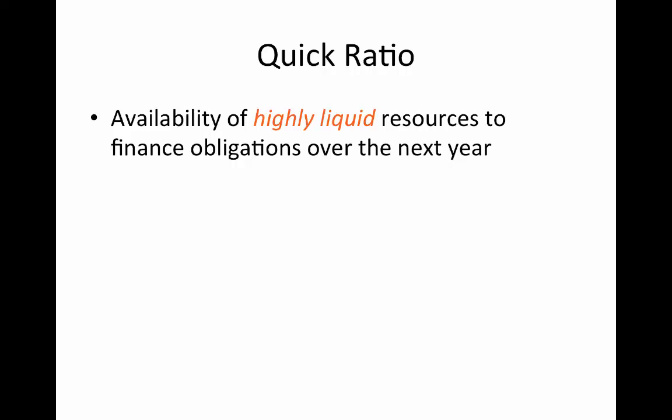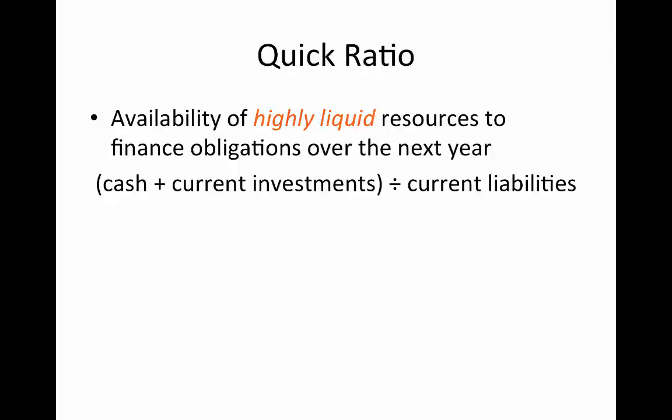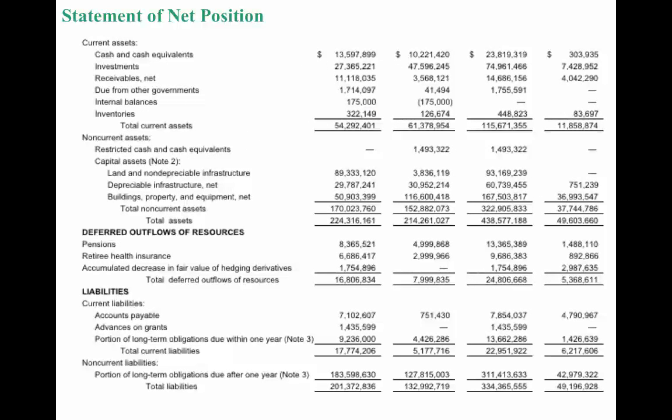If you want an even more conservative measure of liquidity and the government's ability to raise resources in the short term, then you look instead at the quick ratio, where you're looking at the most highly liquid resources, so basically cash and cash equivalents, very, very near cash investments, if you can determine what the current investments are, and dividing that by the same amount, current liabilities.